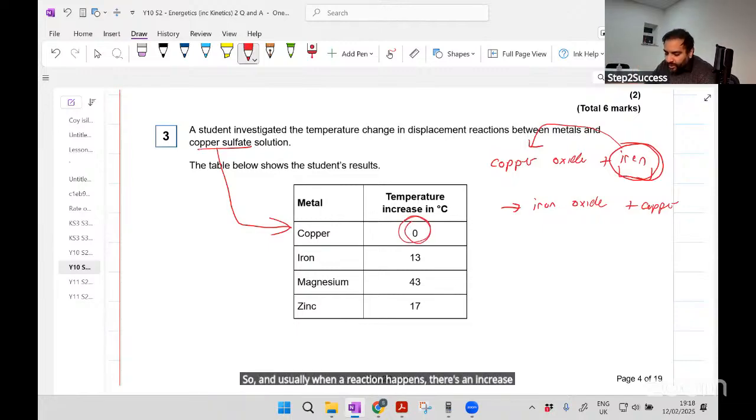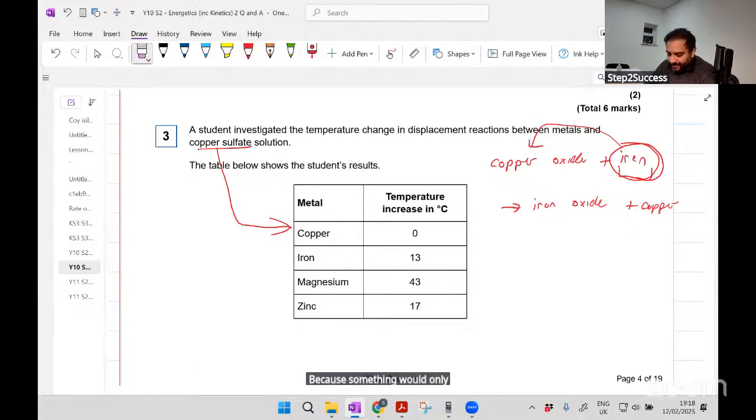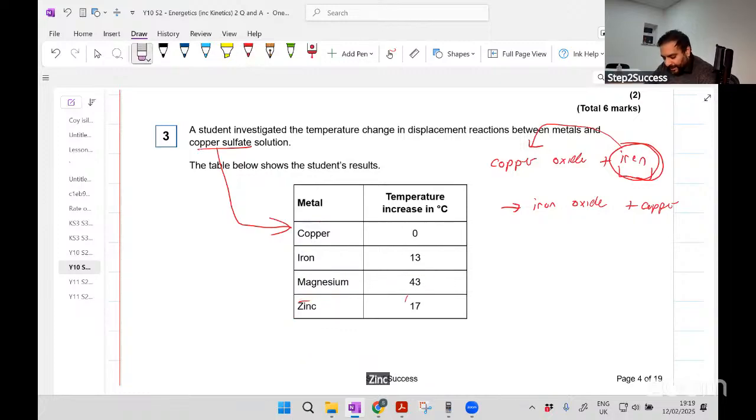The fact that there's no increase in temperature tells us that nothing happened when I tried to react copper with copper sulfate. You wouldn't expect anything to happen, because something would only happen if this metal is more reactive than the metal in the compound. And obviously it's the same, so it's not more reactive. Iron is more reactive than copper, so we get a temperature increase. Magnesium is more reactive, it kicks it out, we get a big temperature increase. Zinc is a bit more reactive, we get a bit more of a temperature increase.